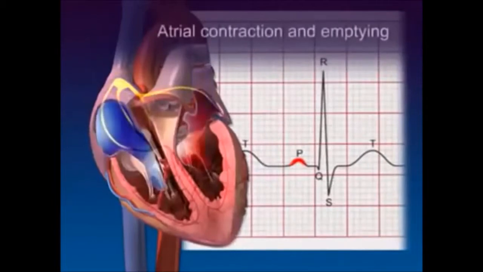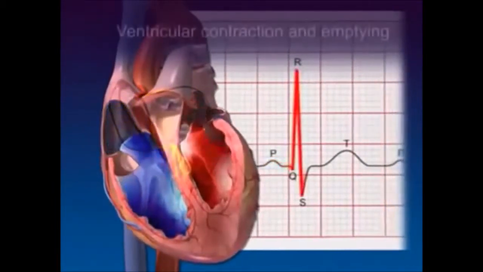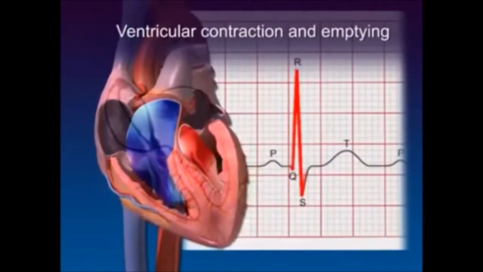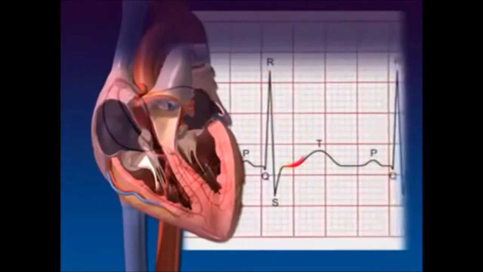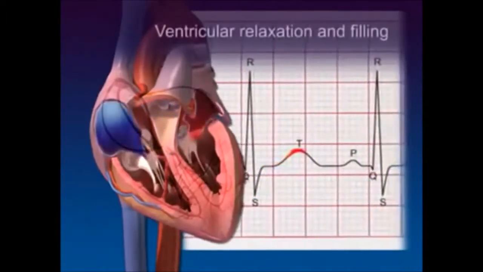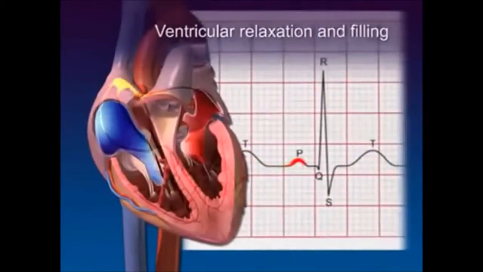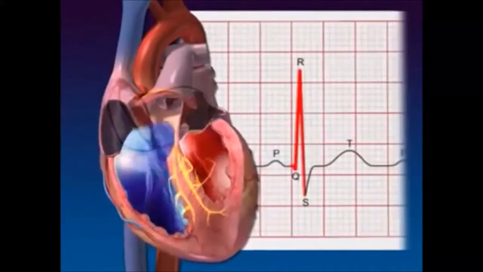The P wave initiates atrial contraction, which completes ventricular filling. The QRS complex initiates ventricular contraction, which pumps blood out of the heart. During this time, the atria repolarize and relax. The T wave initiates ventricular relaxation, during which the ventricles fill once again. One cardiac cycle is complete.